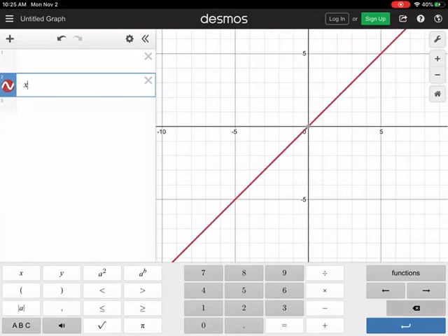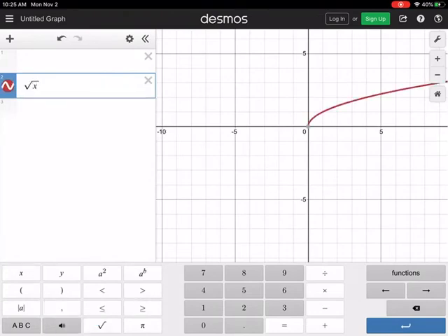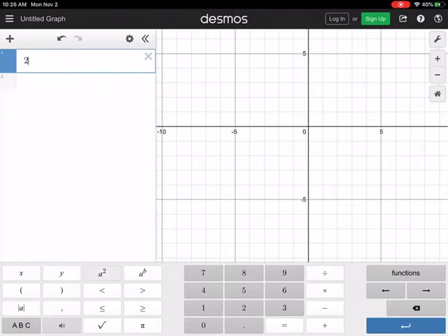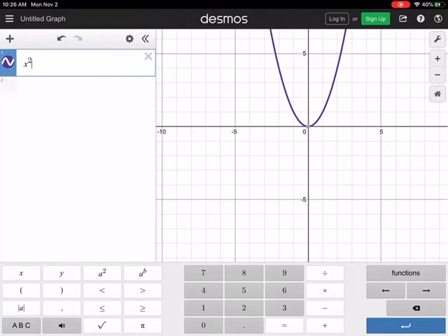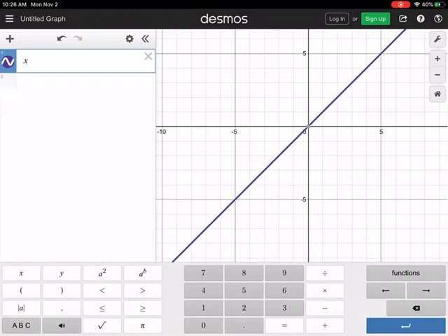Now let's look at what a square root looks like. The square root of x. Now where does that start at? 0. And I forgot, let's go back to our x squared. Whoops. Where does our parabola start at? 0. Good.